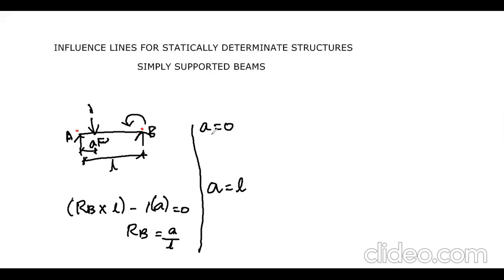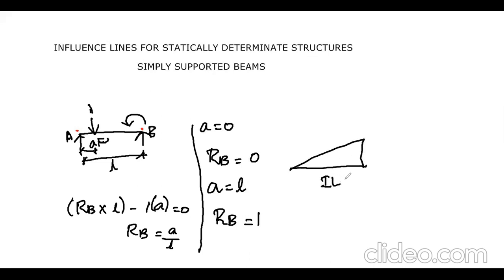So first the load is applied at the point A. So small a value becomes 0. Second the load is applied at the point B. Then the small a value becomes L. So obviously the reaction at the B will be 0 when a is equal to 0, and RB value will become 1 when a value is equal to L. And here is the influence line diagram for RB.